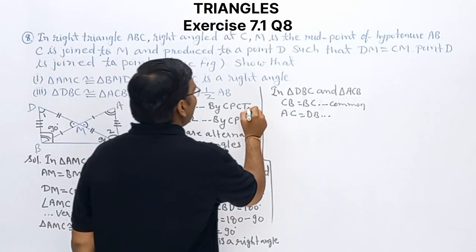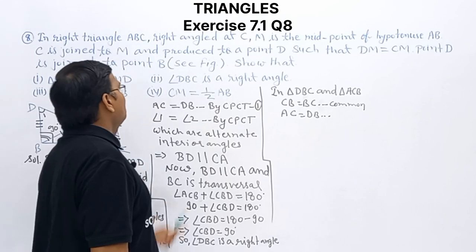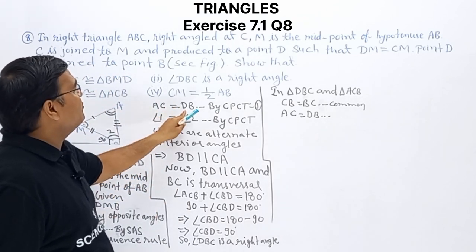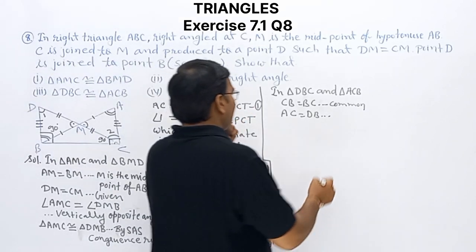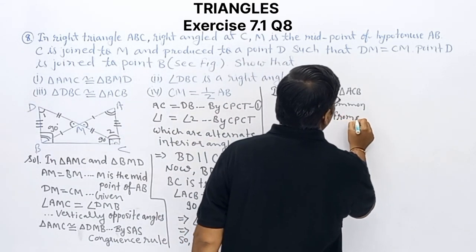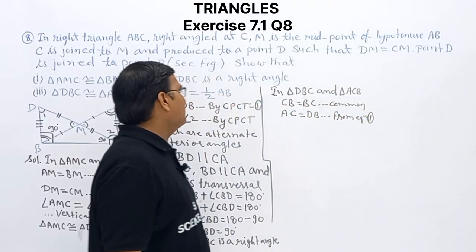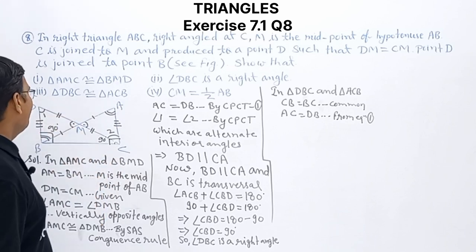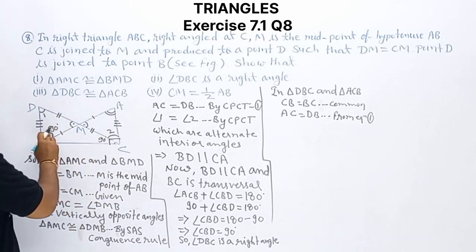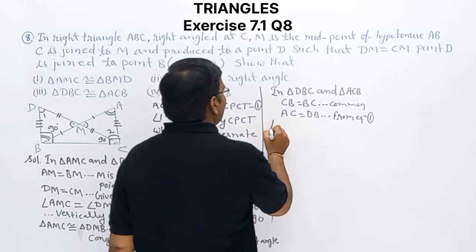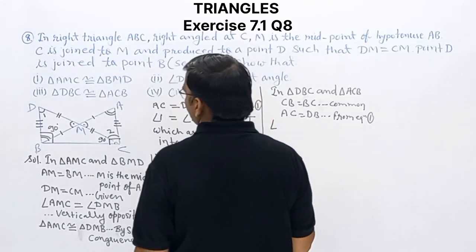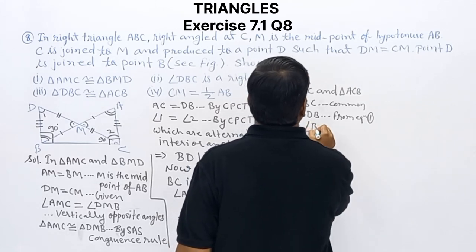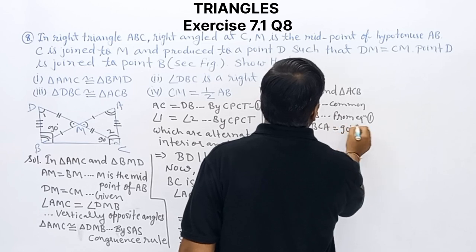AC equals DB. I am calling this equation number 1. From the first part we obtained AC equals DB, because of CPCT. So from equation 1, from part 1, we proved AC equals DB. And this angle equals this angle, so angle CBD equals angle BCA equals 90 degrees. Clear?